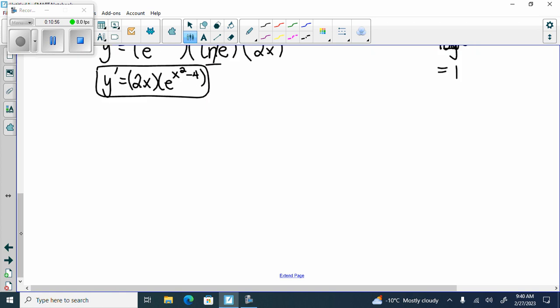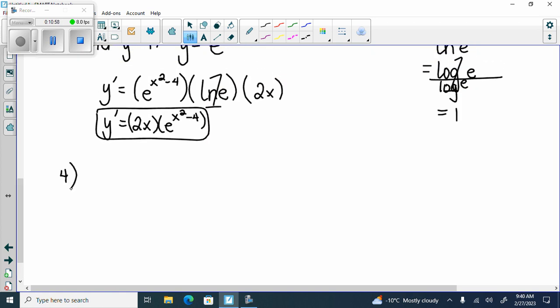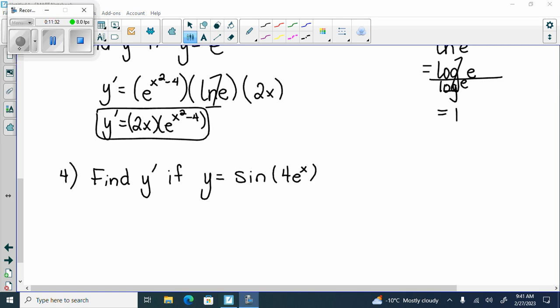Okay. 4. Find y prime if y equals sine of 4 e to the x. What did I tell you when you have a numerical coefficient? It just sits there and you do the derivative of what's beside it, right? And it joins it. That's all that happens when you have a numerical coefficient. Let's try it out.